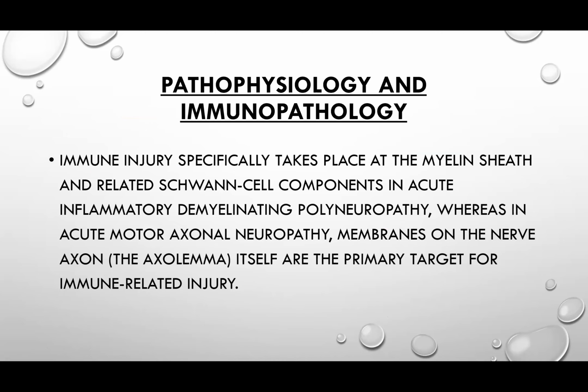Coming to the pathophysiology, immune injury specifically takes place at the myelin sheath and related Schwann cell components in acute inflammatory demyelinating polyneuropathy, whereas in motor axonal neuropathy, the membrane on the nerve axon, that is the axolemma itself, is the primary target for immune-related injury. So there are two components: one is the myelin, the other is the axon, the axolemma. If the myelin sheath and Schwann cells are affected, it is inflammatory demyelinating polyneuropathy, AIDP. If the axonal neuropathy is there, it is the motor type, acute motor axonal neuropathy. The site of injury is different. There is a beautiful diagram I will show you at the end of the presentation, which demonstrates this visually.